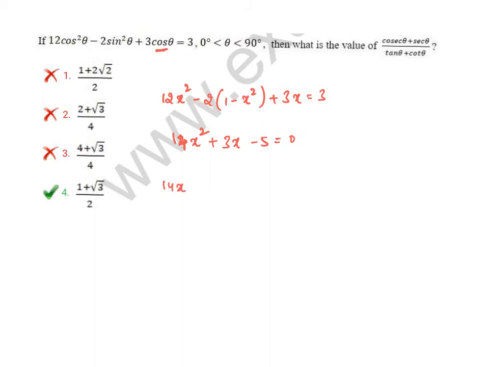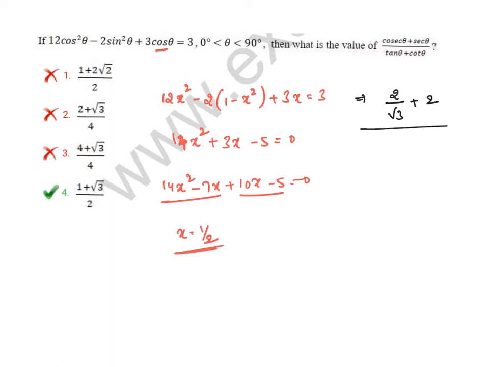14x square minus 7x plus 10x minus 5 is equals to 0. Clearly you can see 2x minus 1, that is x is equals to 1 by 2. If x is equals to 1 by 2 means theta is equals to 60. So cosecant 60, 2 by root 3. Secant 60 is 2. Tan 60 is root 3, then 1 by root 3. So you can say 2 plus 2 root 3 by root 3. By root 3 anyway gets cancelled. Now this becomes 4. 2 you common from the numerator, it will be 1 plus root 3 by 2.